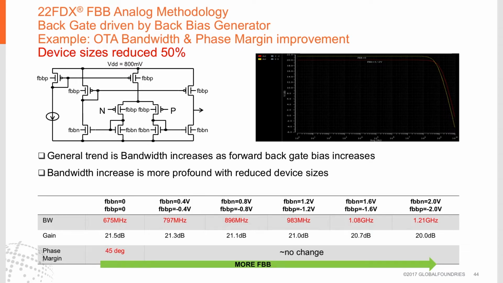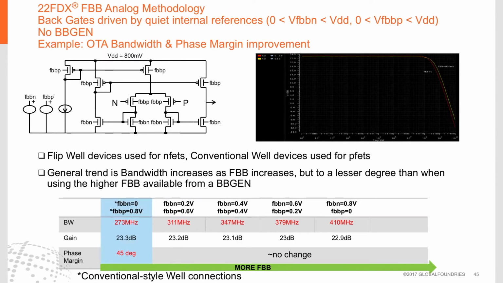If we reduce the W's of all these devices by 50%, the trend continues. The gain and the phase margin remain relatively flat, and the bandwidth continues to increase. Again, if the channel lengths are restored to a more conventional length, 2 or 3 times minimum, this effect is not observed. It seems to be an artifact of very small channel lengths combined with forward backgate biasing.